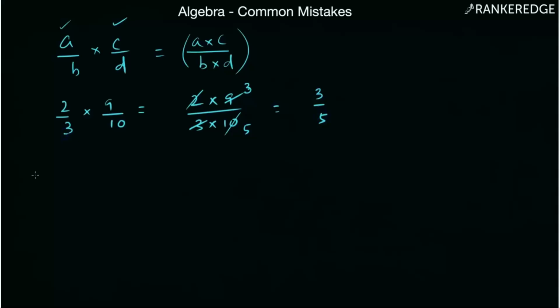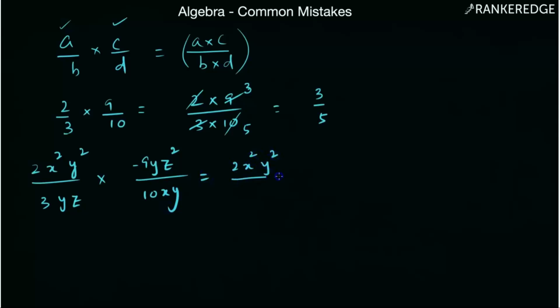Applied to algebraic terms, 2x square y square by 3yz into minus 9yz square by 10xy is equal to 2x square y square by 3yz into minus 9yz square, like that. I have to assume there are brackets around that 9yz square term, even if it is not given in the problem, but divided by 10xy.